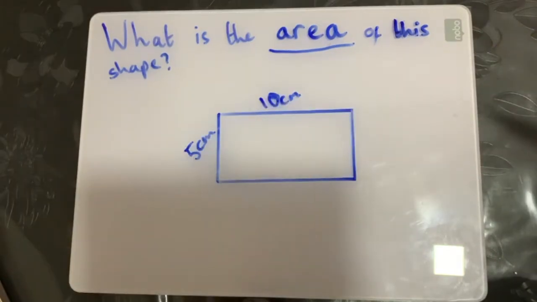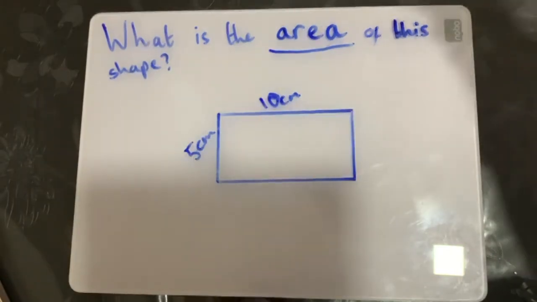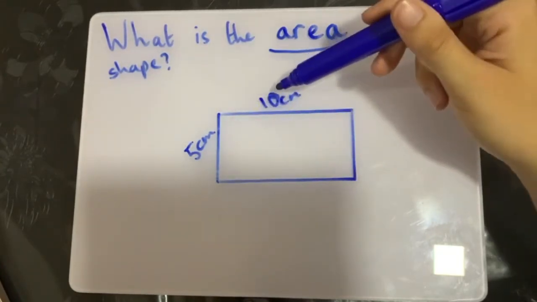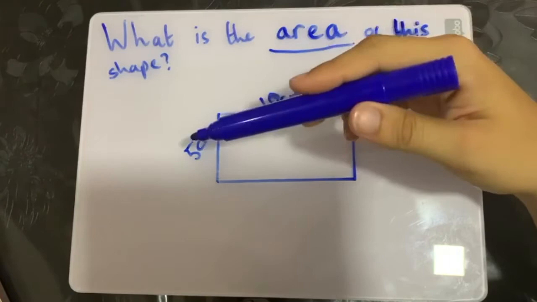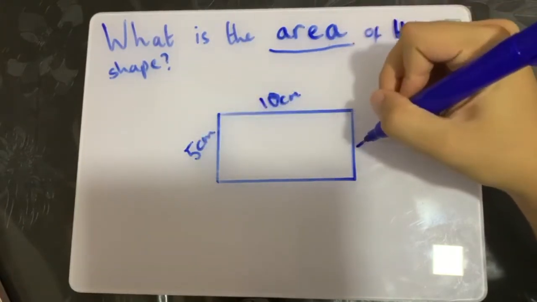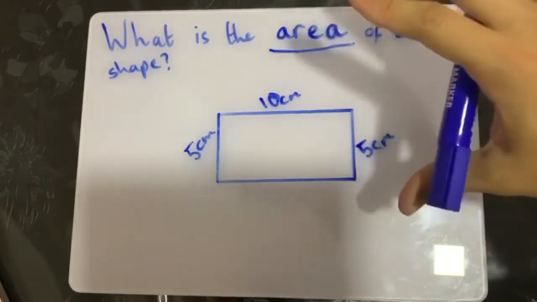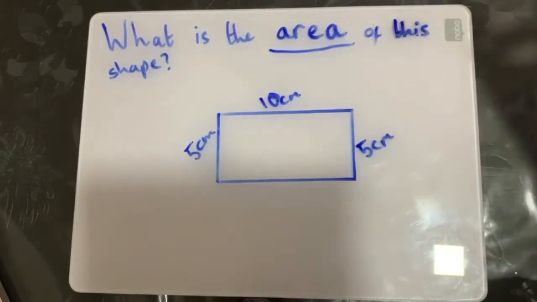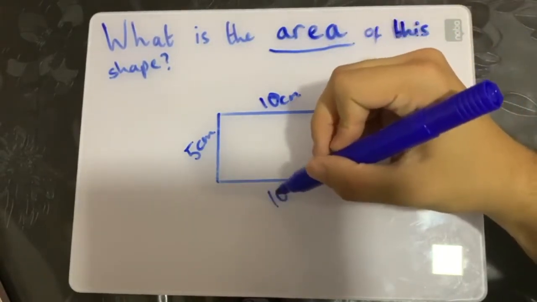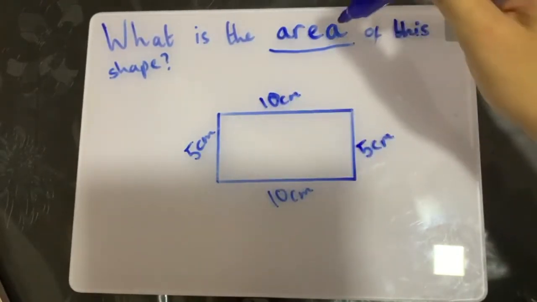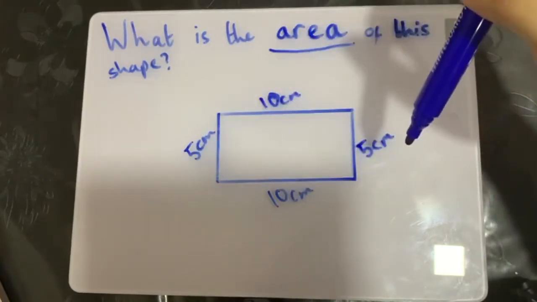Okay, I've got another area question now, but this time it's not a square. So I've got a rectangle, and I know that one of the sides is 10 centimeters and the other is 5. I'm just going to put in the other sides just so I'm comfortable knowing that it's a rectangle, and I know that I'm not going to get the answer wrong in the end. So your opposite sides are always equal, but if we're finding the area, we're not going to add them up.